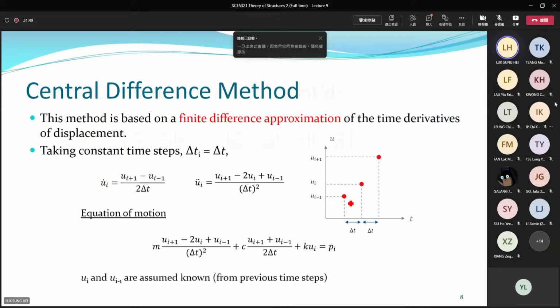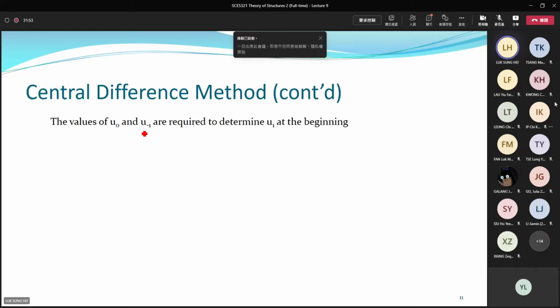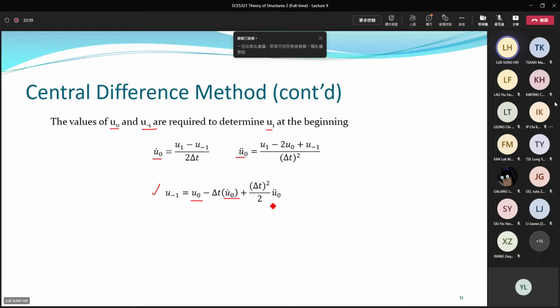That is what I mentioned on that slide here. You need some special values, u0 and u minus 1, to evaluate u1. How to find out the expressions for u0 and u minus 1? You can go back to the definition of velocity and accelerations. Velocity at time equal to 0 is equal to u1 minus u minus 1 over 2 delta t. I'm just using the central difference approximations and then putting i equal to 0 into the equations. Same for accelerations. Slightly rearrange these two equations, and you can express u minus 1 in terms of u0, u dot 0, and u double dot 0.